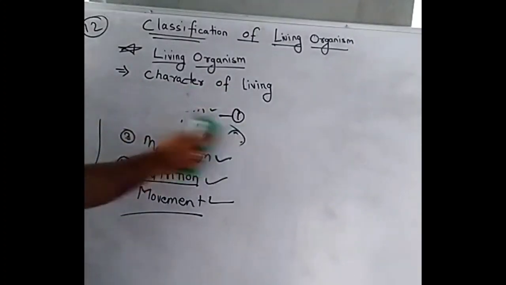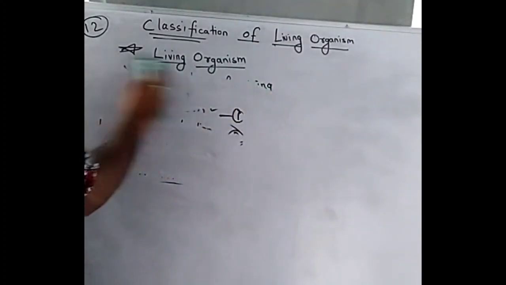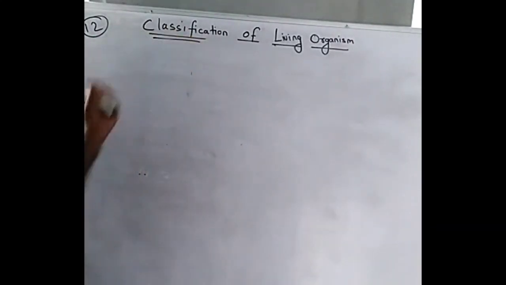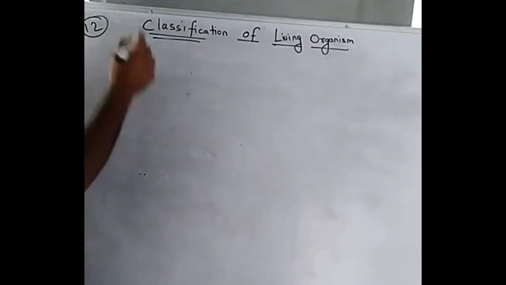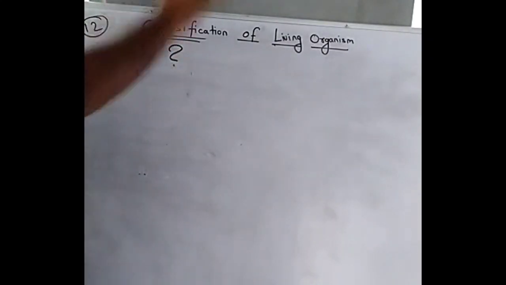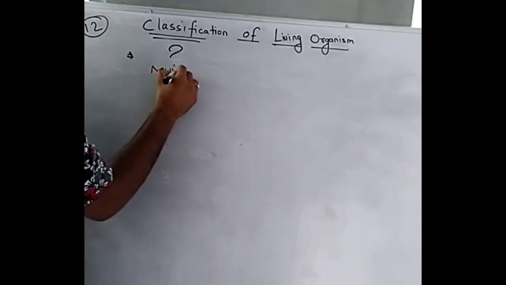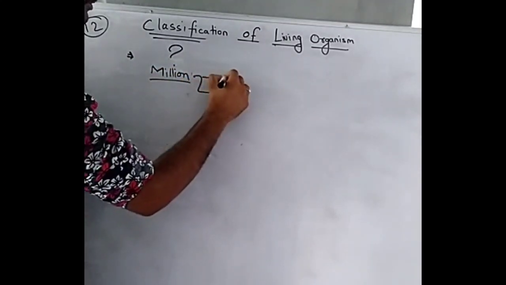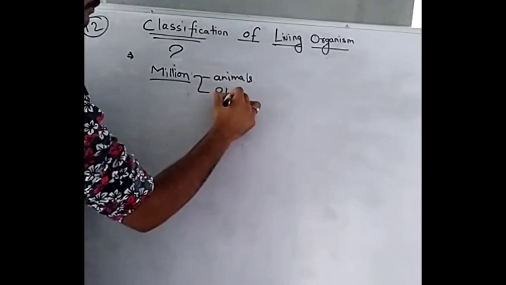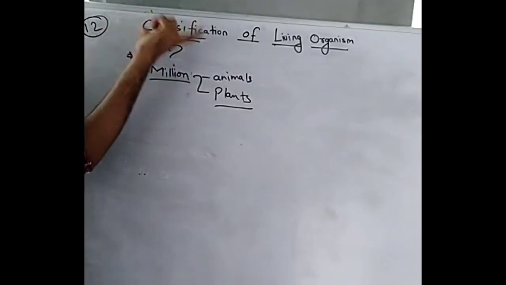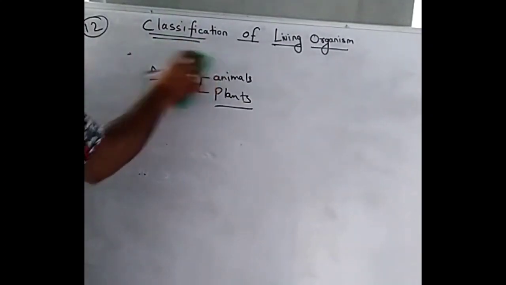So next, I will tell you about classification. What is classification? First, why do we need classification? As you know, there are millions of animals and plants, and we have some difficulty identifying the organisms. For that reason we need a classification mode.